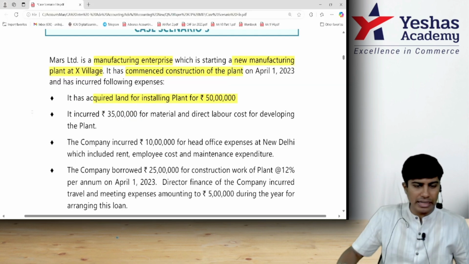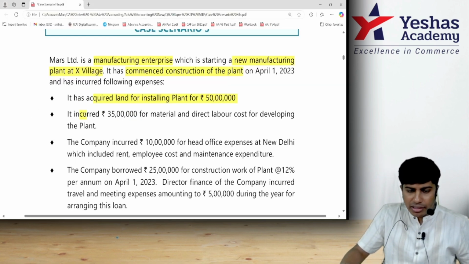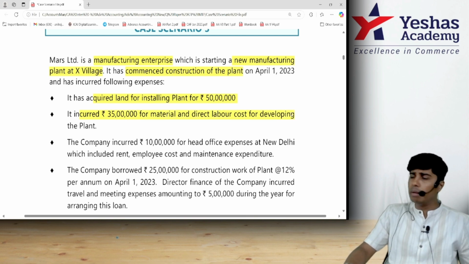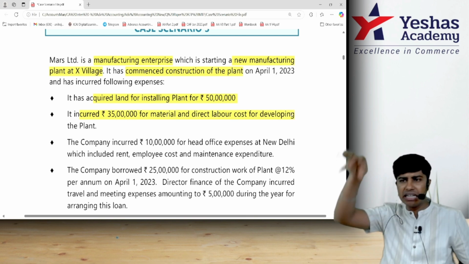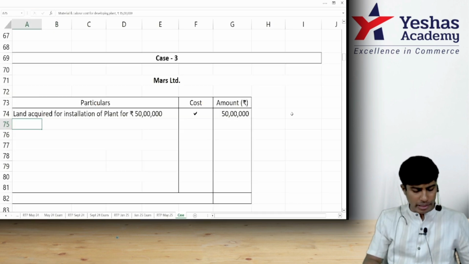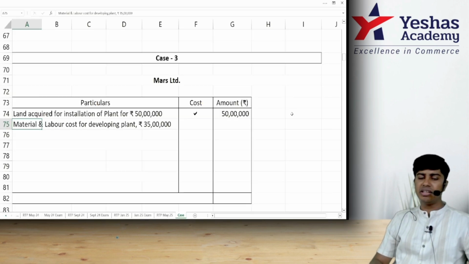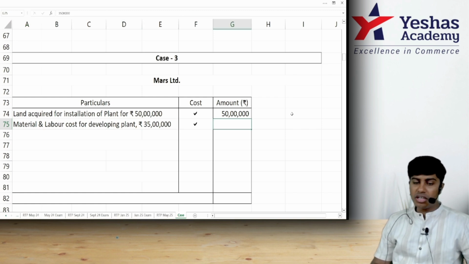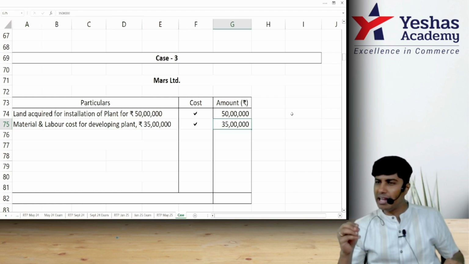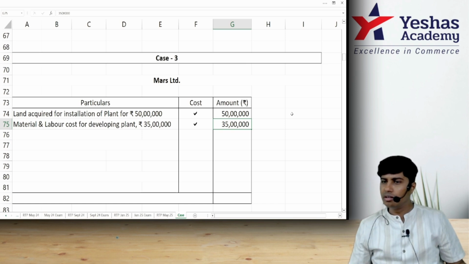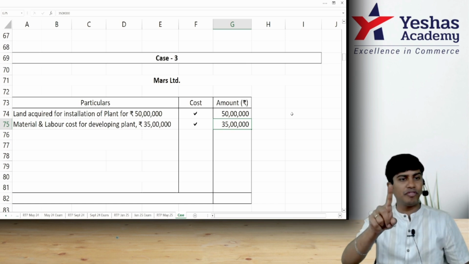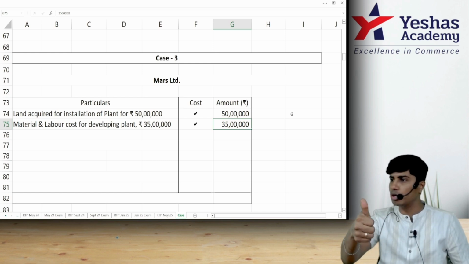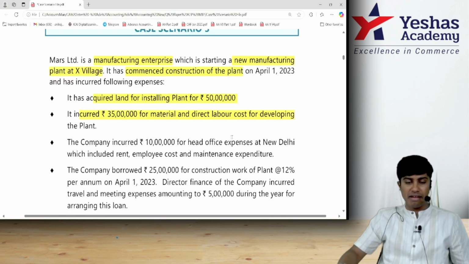Okay. Next, it incurred 35 lakhs for material and direct labor cost for developing the plant. Construction material and construction labor, 35 lakh. Is this 35 lakh part of the cost or not? Part of the cost. What if in that labor cost 5 lakh rupees is their internal profit? Then they cannot include it. Internal profit cannot be included. But cost to cost they can add material cost as well as labor cost. Yes. What do we have after this?